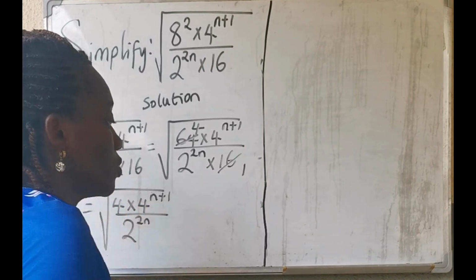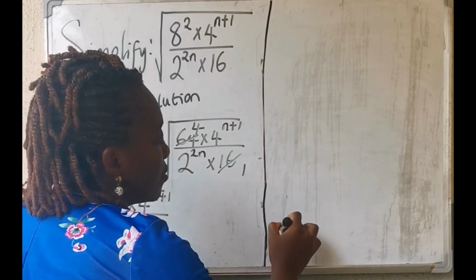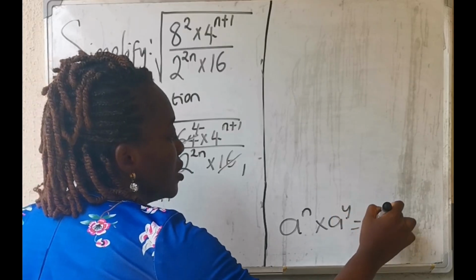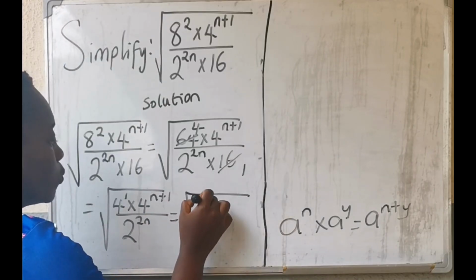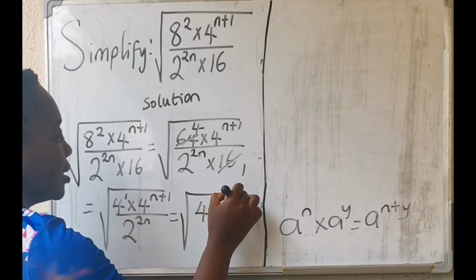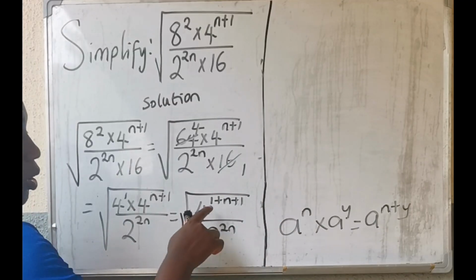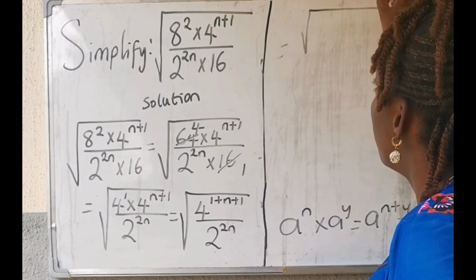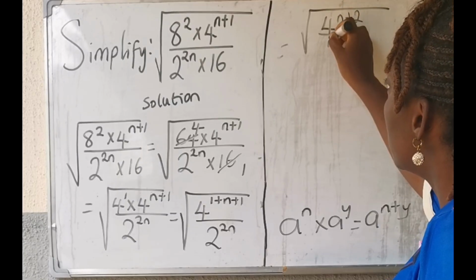Well, remember that in laws of indices, this 4 is still the same as 4 raised to the power 1. If we have a raised to the power n times a raised to the power y, it simply means a raised to the power n plus y. Okay? Now, applying this here, we can say the square root of 4 raised to the power 1 plus n plus 1 over 2 raised to the power 2n. Now, 1 plus 1 is 2, right? Therefore, this is the square root of 4 raised to the power n plus 2 over 2 raised to the power 2n.